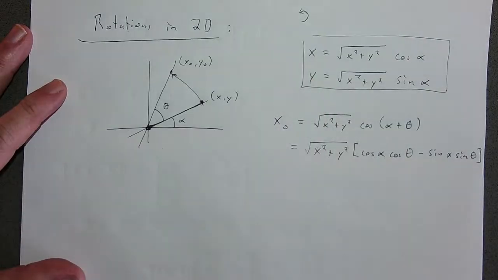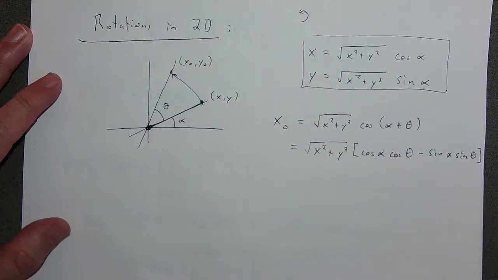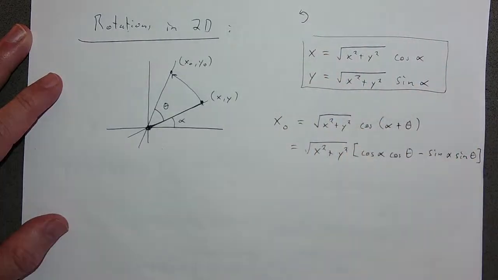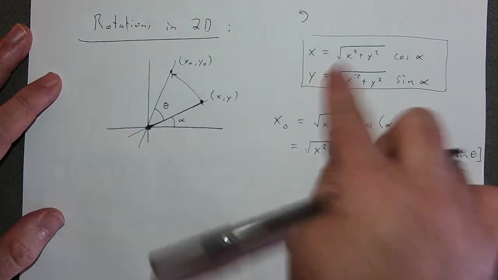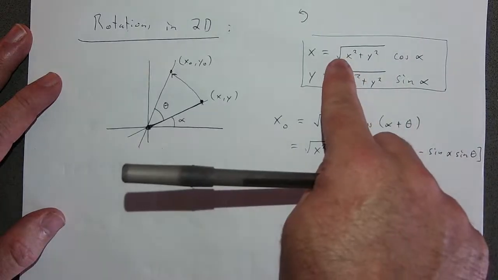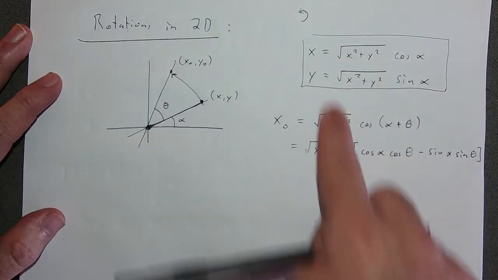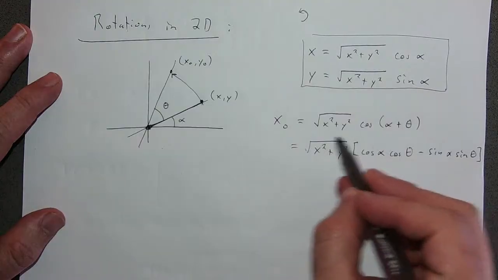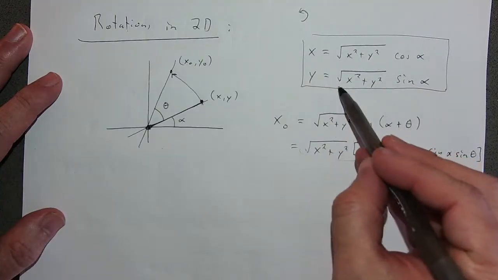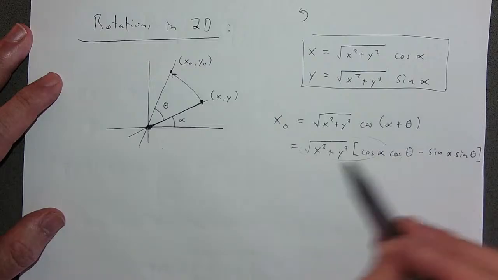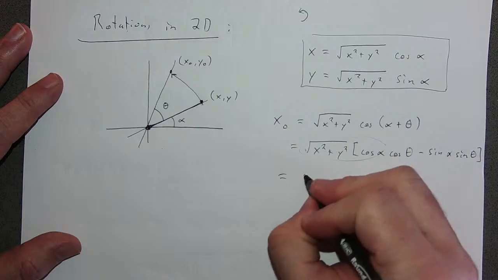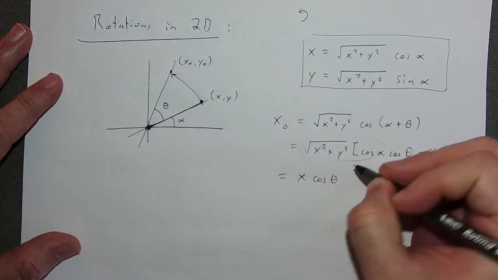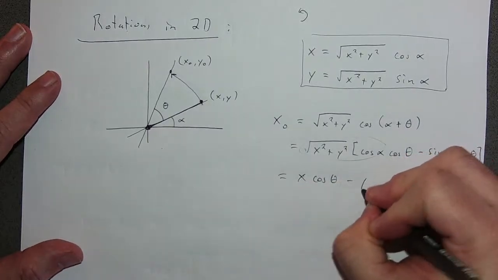But using this previous boxed answer here, what can I say? Well, square root of x squared plus y squared times cosine of alpha, that's x. And square root of x squared plus y squared times sine alpha is y. So this has a much more convenient way of writing it, which is x cosine theta minus y sine theta.